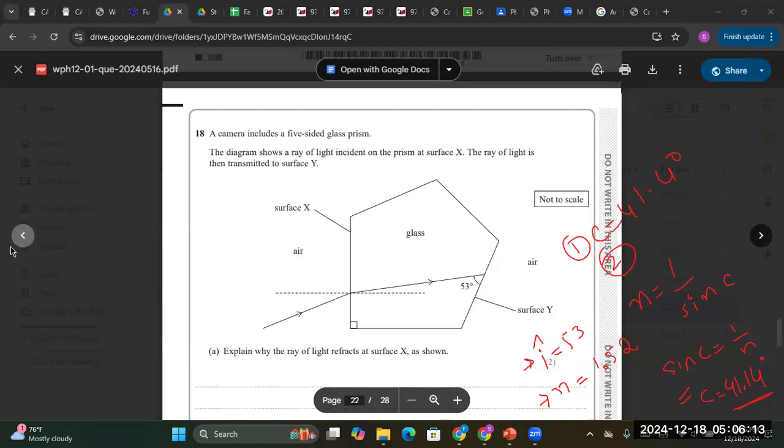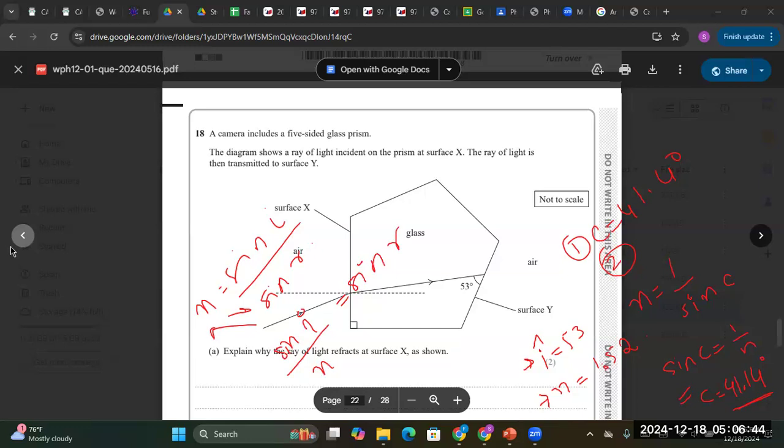Miss, is it n equals to sine angle of incidence over sine angle of refraction? Yes. N is equals to sine I over sine R. So using this formula, you will find the angle of refraction. Okay. So sine I is 53. Sine 53 divided by N. You will do sine I because you have to find R. So sine I divided by N is equals to sine R.